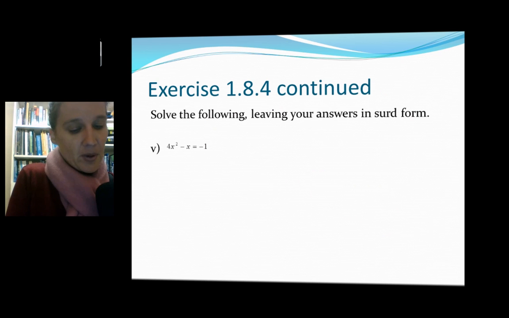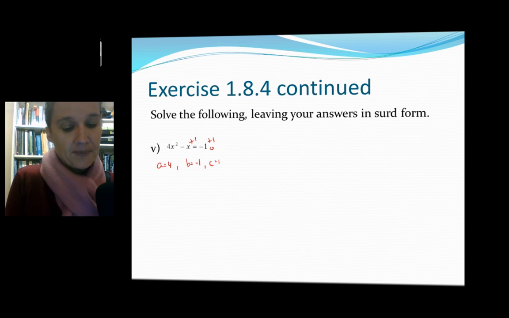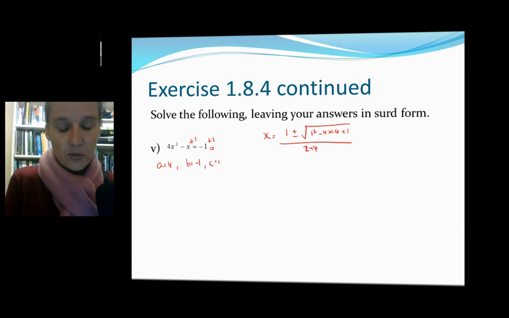Continuing through, we just need to remember to rearrange this, so we need to add 1 and add 1, and we get 0 here. So a is 4, b is negative 1, and c is positive 1. So x is equal to 1 plus or minus the square root of 1 squared minus 4 times 4 times 1. Here we're going to find something different. Here we're on 2 times 4. So here we've got 1 plus or minus the square root of 1 minus 16, on 8.